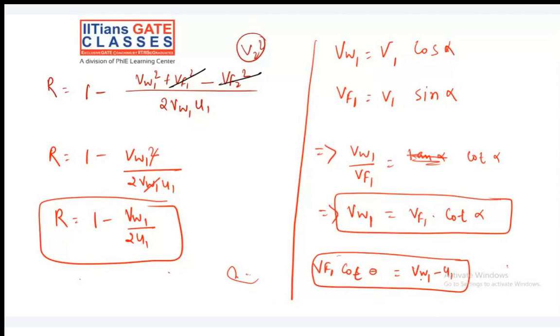Okay. So till this point we have seen. There's not that much meaning to it, but the derivation part is there. So let me do it. VF1 cot theta is VW1 minus U1. So now I can write U1 is equal to VW1 minus VF1 cot theta. Why? Because VW1 is VF1 cot alpha. So U1 is VF1 cot alpha minus VF1 cot theta.